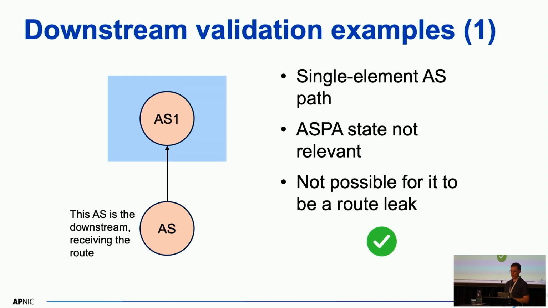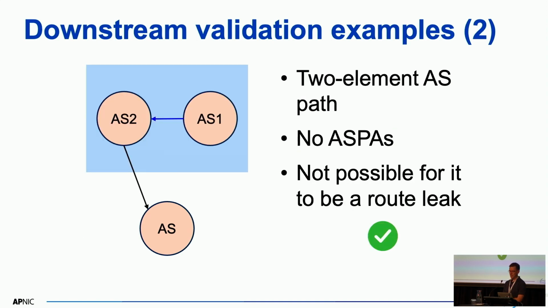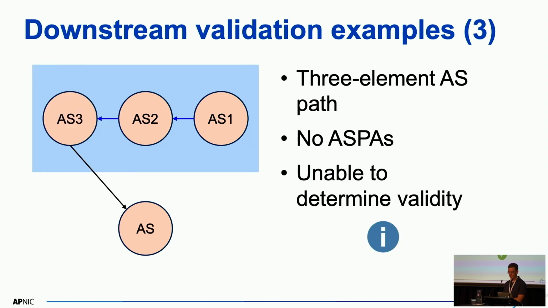So again, the simple example: when you have the downstream receiving from the origin, the ASPA state's not relevant, the receiver knows what its relationship is, and it's not possible for this to be a route leak. In the two-AS example, even though there are no ASPAs, it's also not possible for this to be a route leak, so this is also declared valid. It doesn't matter whether AS1 is a provider for AS2 or a customer of AS2. However, if there are three ASs in the path and no ASPA objects, then it's no longer possible to determine validity.